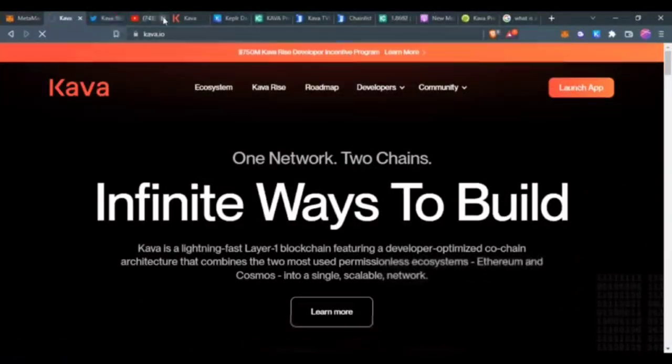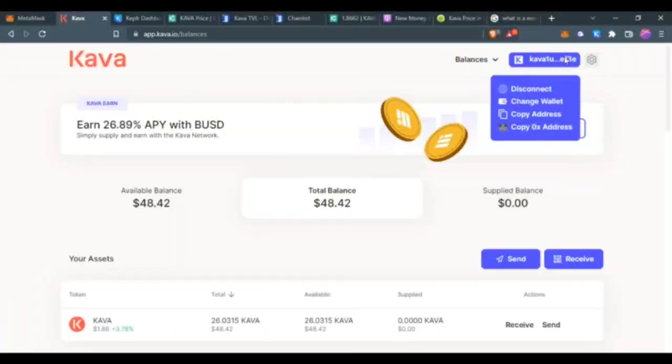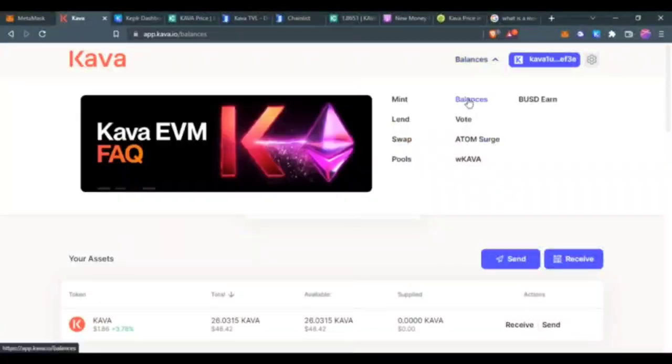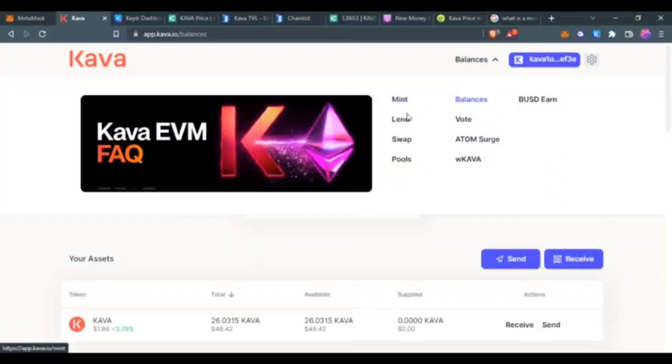So if we were to go to launch app, it would bring us here, where you would see your public address up in the right hand corner. You can also drop this, and we can go to balances. That's what we're looking at now. You can also go to the mint option, the lending option, swapping, the pools, Atom Surge, and then wrapped Kava. And this is how you get Kava from the Keplr wallet to the MetaMask wallet.